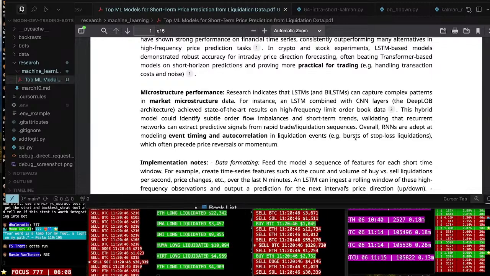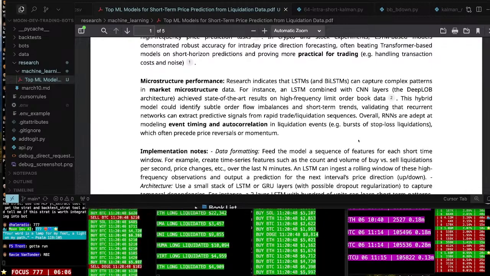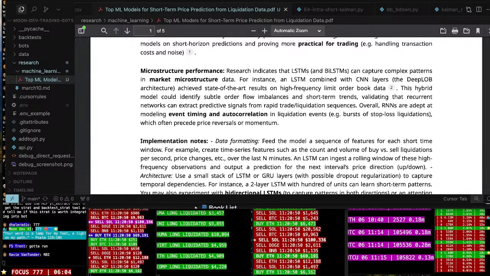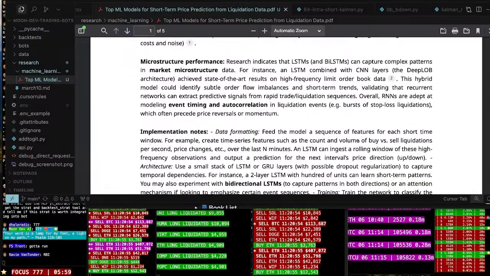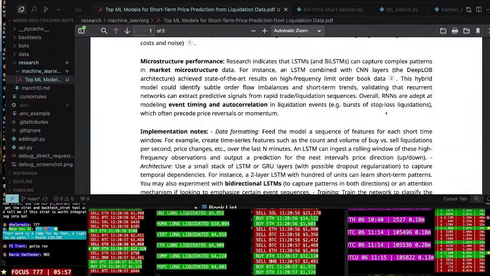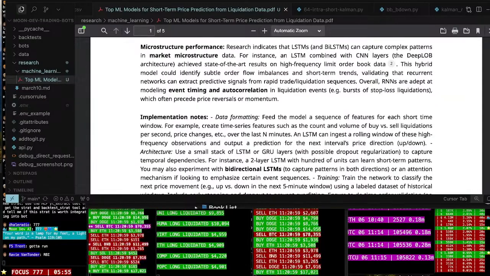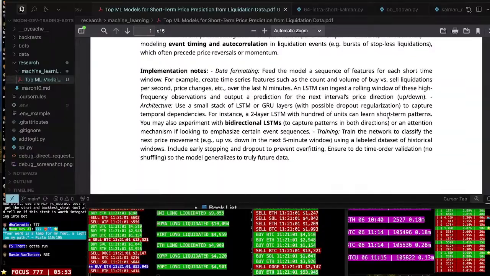RBI, yes, Rabbit, yes, fire, bro. Overall, RNNs are adept at modeling event timing and autocorrelation in liquidation events, e.g. bursts of stop-loss liquidations which often precede price reversals or momentum.